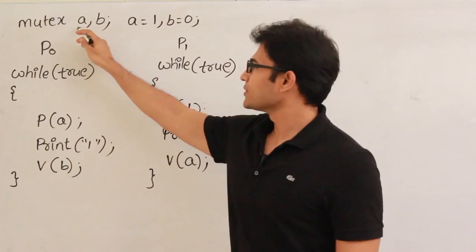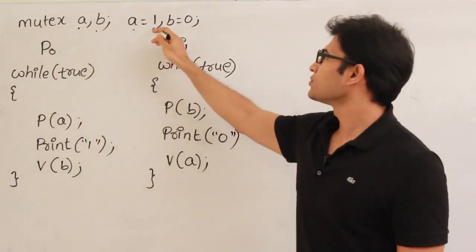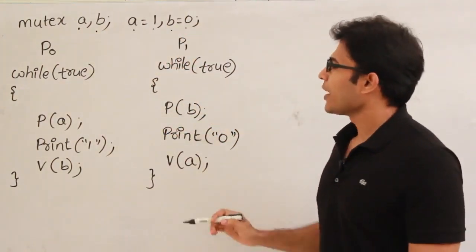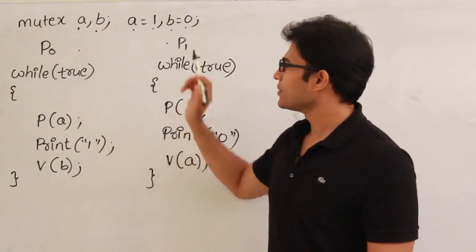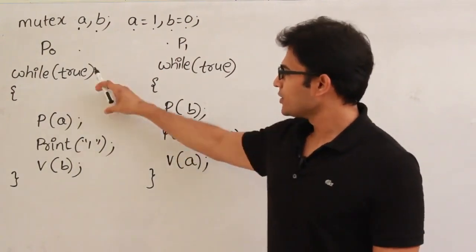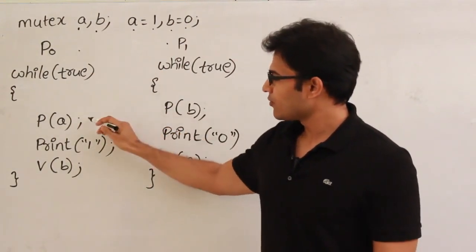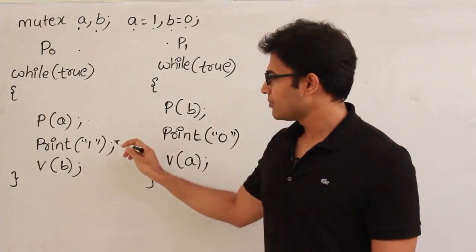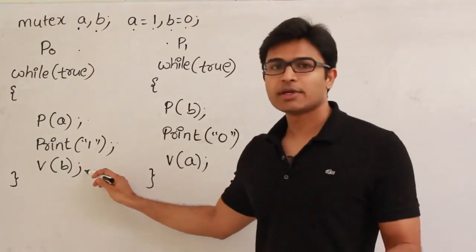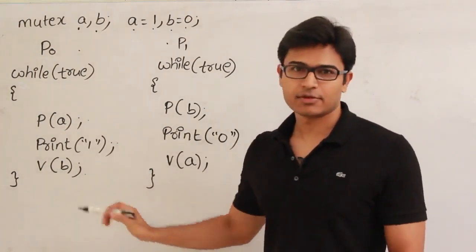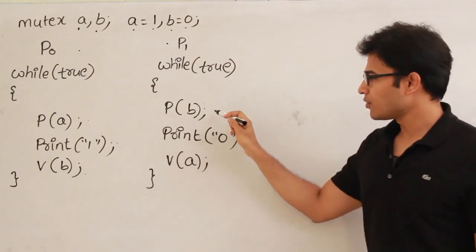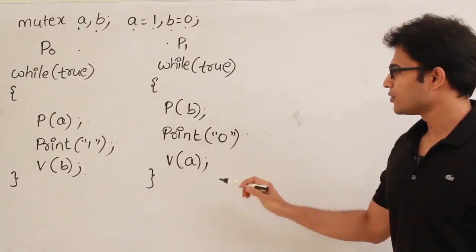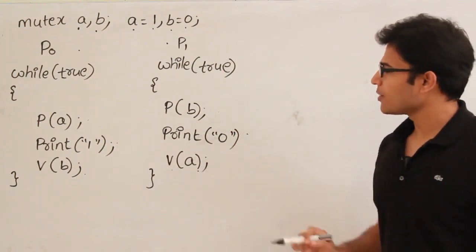Let us say there are two mutexes A and B, and A is initialized to 1 and B is initialized to 0, and there are two processes P0 and P1, and their code is like this. So P0 will perform a down on A and then print 1, and after that it is performing an up on B, not on A. And the other one will perform a down on B and then print 0, and then it will perform an up on A.